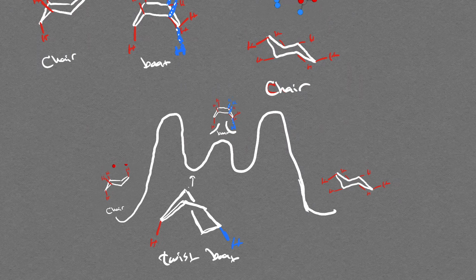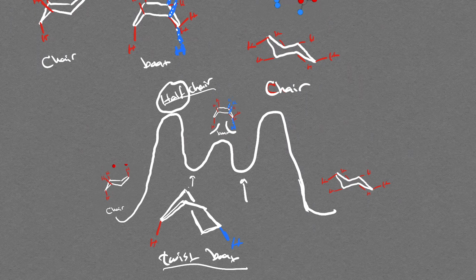And of course, you have to go through another twist boat to go back to the other side. And then you have these really high energy configurations that we don't really need to draw, but these up here would be called half chairs. And those are available in your book if you're super curious as to exactly the route that it goes through. In brief, you should remember the vocabulary words for these intermediates here: twist boat, half chair.